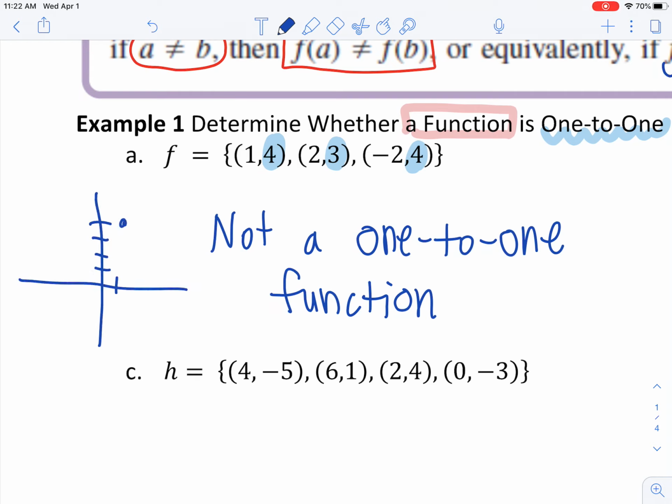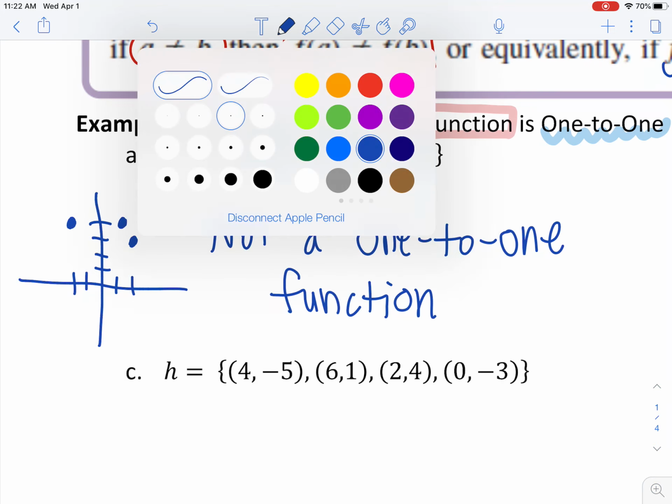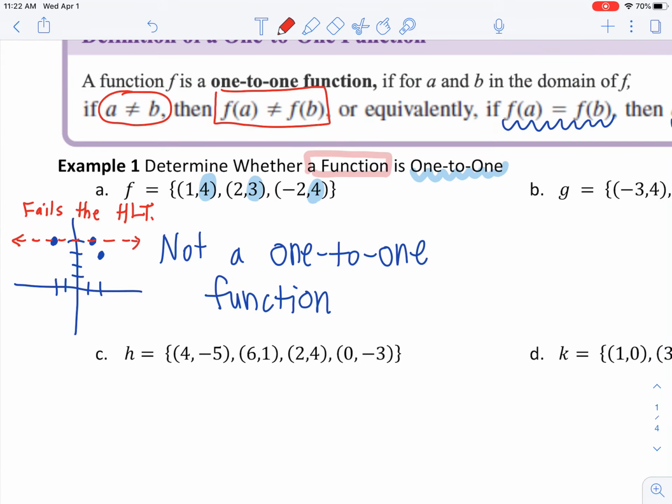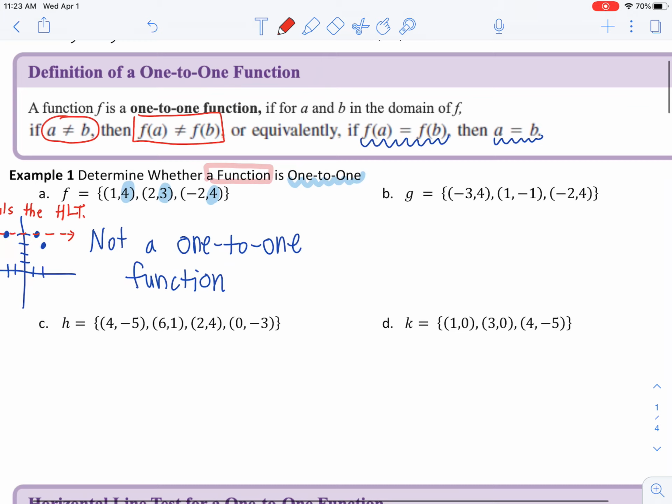And if you graph this, you can try to graph this over here. Let me plot these. 1, 1, 2, 3, 4. I'm going to have my first point right here. 1, 2, 3. So these two are okay. But if you put the last point, -2, 4, notice these 2 points are on the same horizontal line. It fails the horizontal line test. I'll just call it HLT. Therefore, A is not a one-to-one function. It is a function, it's just not one-to-one.